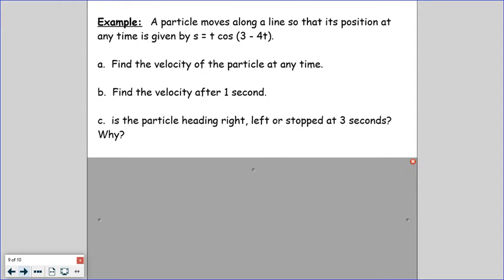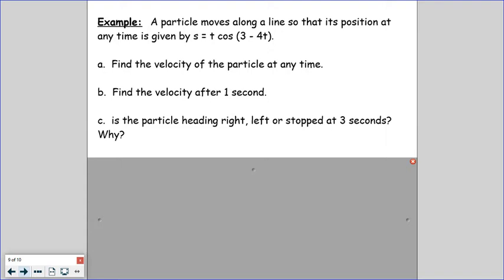So the first part is asking us to find the velocity of the particle. And remember, when it asks us at any time t or whatever, they're just asking you to take your generic derivative of that function. So the first question, part A, is asking you just to take the derivative of the position function to get the velocity function. So go ahead and try that for a second. Go ahead, and here's your function up here, t times cosine of 3 minus 4t.